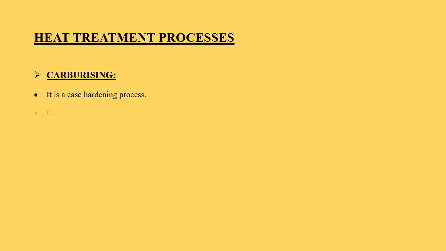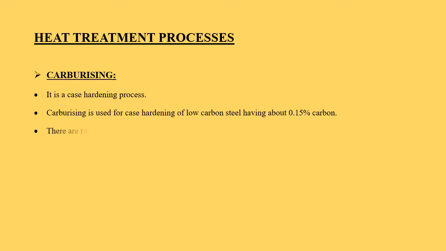Carburizing is a case hardening process. It is used for case hardening of low carbon steel having about 0.15% of carbon. There are two types of carburizing. One is pack carburizing and another is gas carburizing.